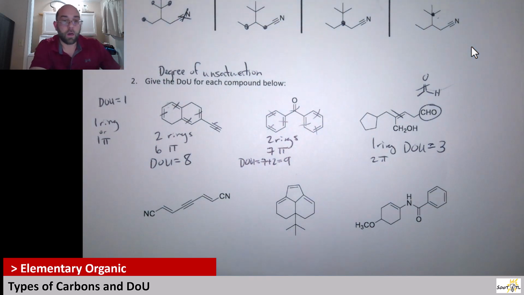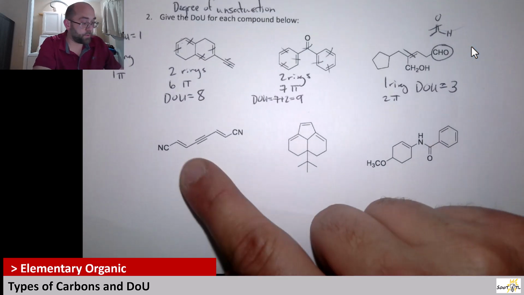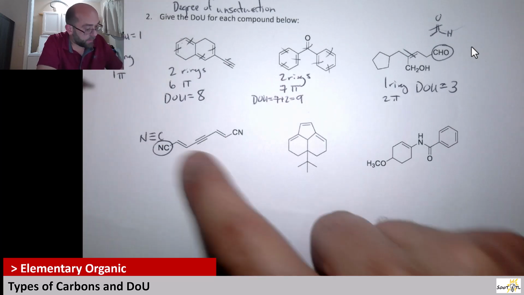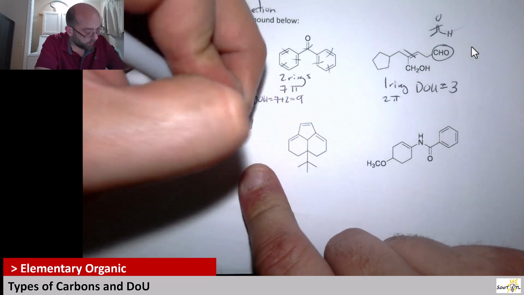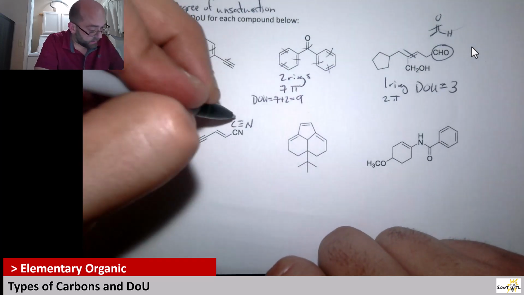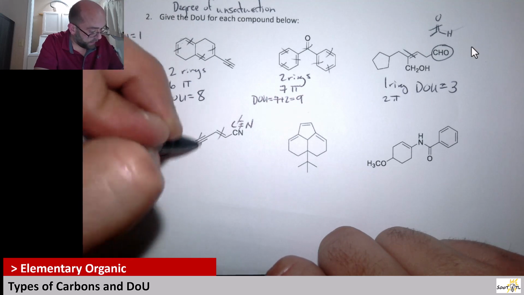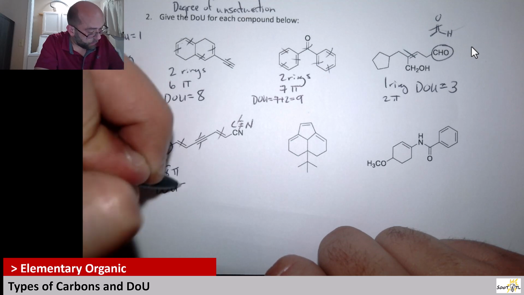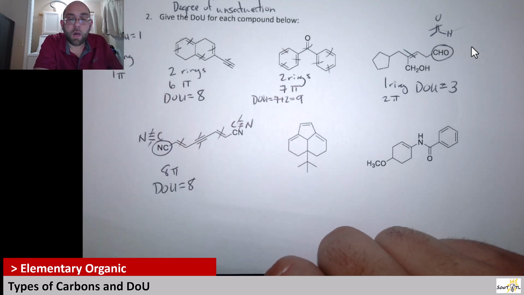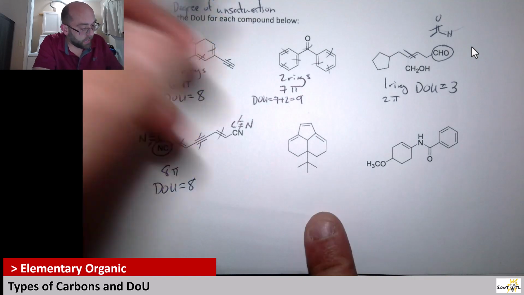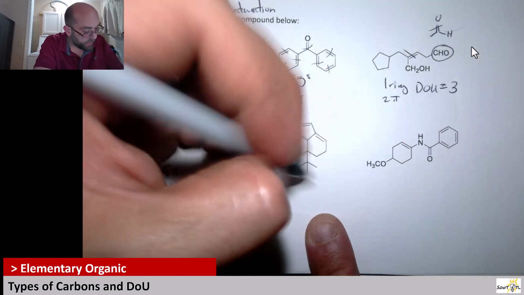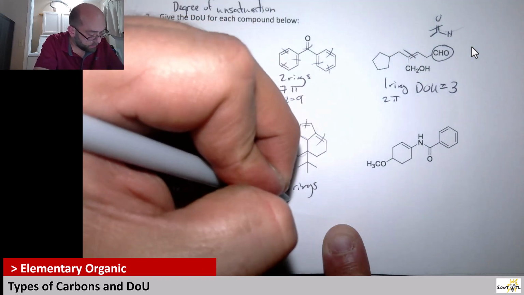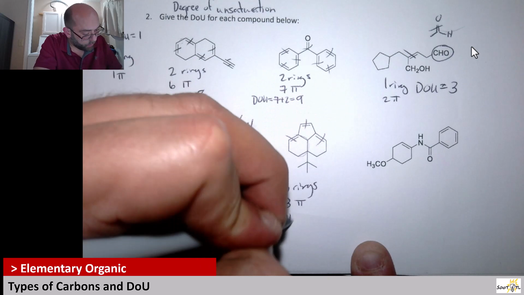This one down here is a little tricky too in that it's condensed. The nitriles have a triple bonded nitrogen. So this has no rings, but it has 1, 2, 3, 4, 5, 6, 7, 8 pi bonds. So it has a DOU equal to 8. In this structure, it's got 1, 2, 3 rings, and then it's got 1, 2, 3 pi bonds. So it has a DOU of 6.